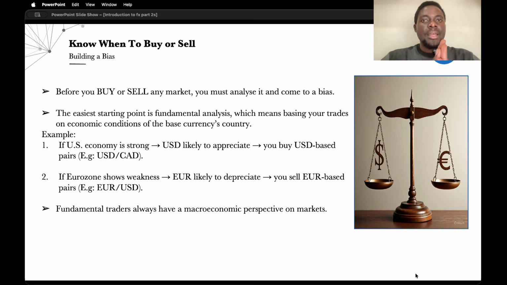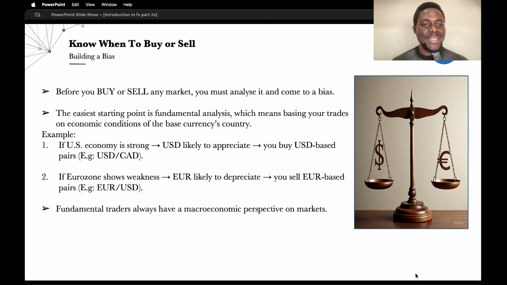Now, you take your trading app, you take your phone, you enter the trading terminal, and then you place a buy or sell based off of the analysis or the bias that you've come to. You understand? The easiest starting point is fundamental analysis, which means basing your trades on the economic conditions of the base country's currency.